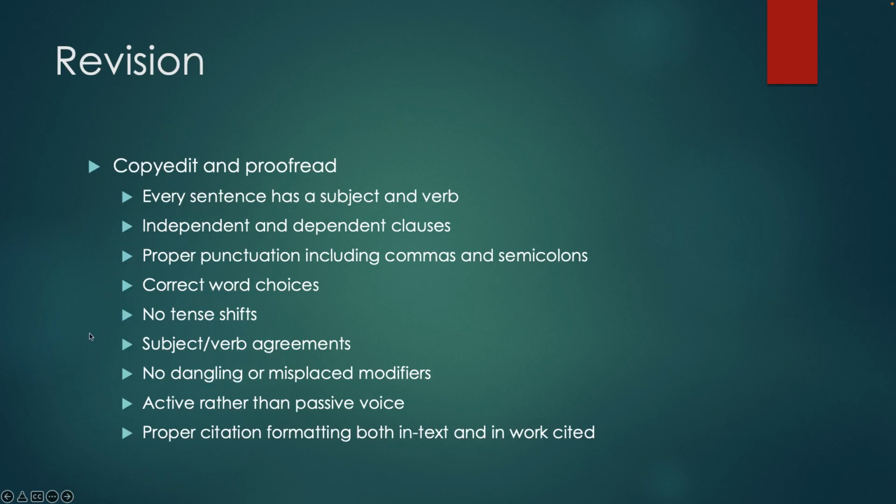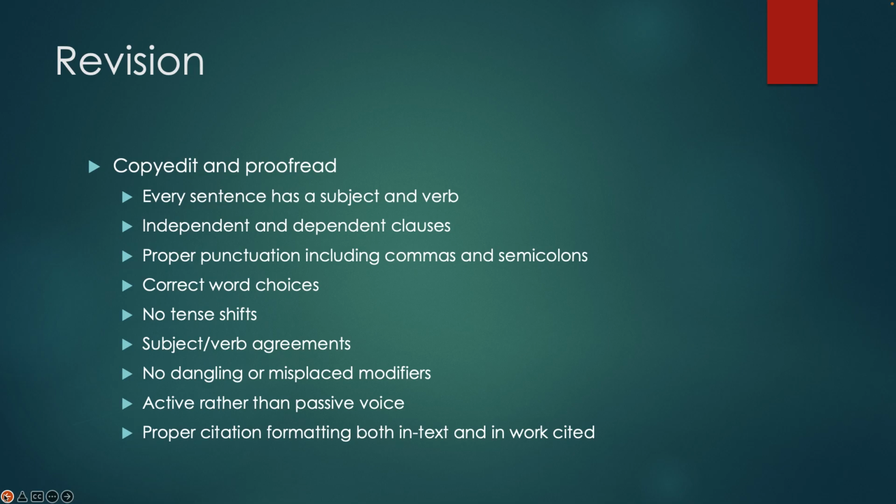Okay, revision. I have on Blackboard a copy editing proofreading checklist. I encourage you to have a look at that. That is what you are doing at the very end. All right, so you've gone through, you've done your draft, you've written your argument, then you're going to read your whole essay through and decide, do all of these points that I'm arguing fit with my thesis?